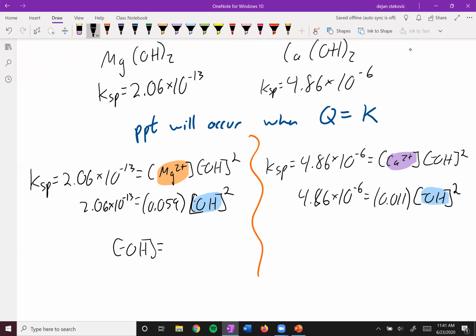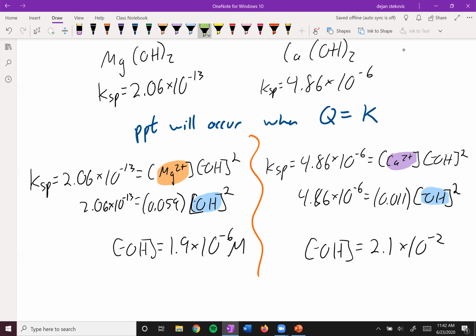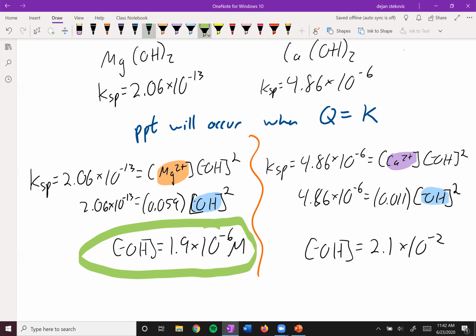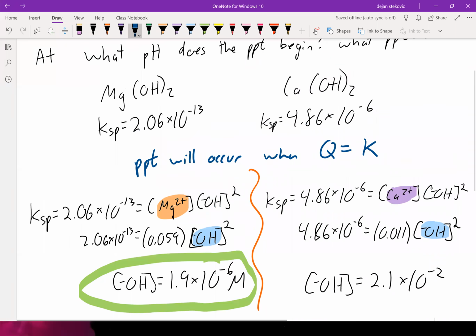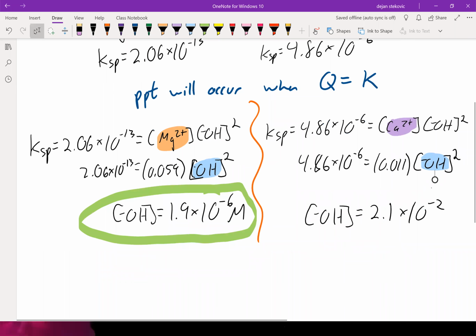On this left end, you should get 1.9 times 10 to the negative 6 molar. Whereas on this right side, if you solve for the concentration of hydroxide, you should get 2.1 times 10 to the negative 2. So as we can see, the concentration of the hydroxide required for precipitation, for Q to equal K, is much less for the magnesium than it is for the calcium. And so we can answer our first question: magnesium will precipitate out first.